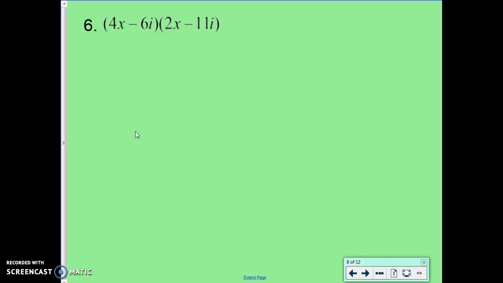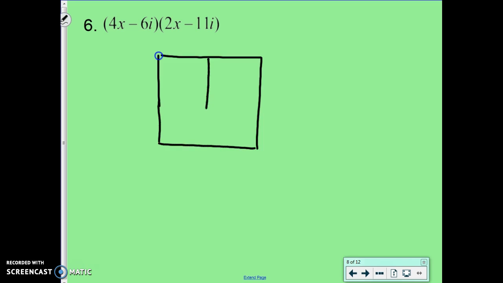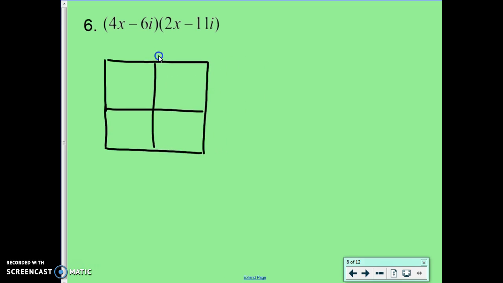All right, continuing on with our theme, we're going to look at the same thing. Again, coefficients on our variables, coefficients on our i term. Start off with our Punnett square. I'm going to shift that over just a little bit so I get more space. 4x minus 6i, 2x minus 11i.